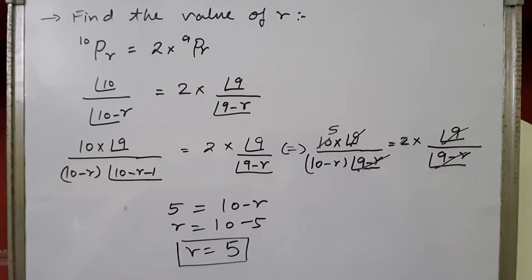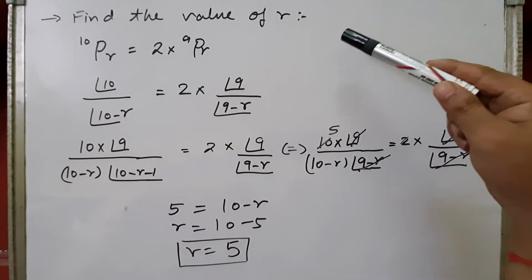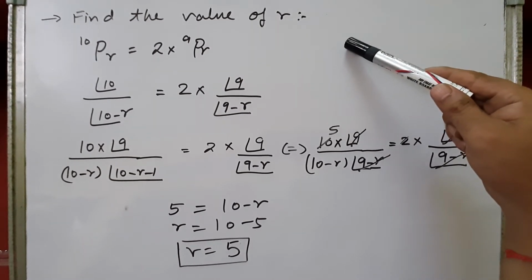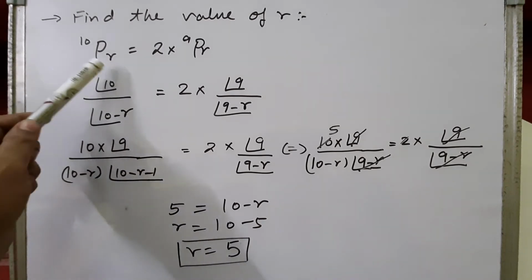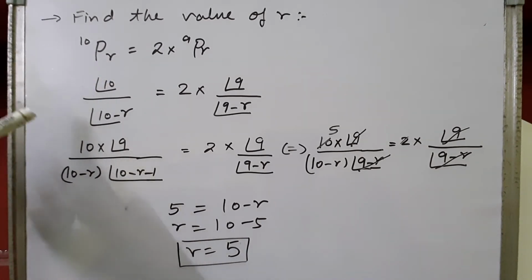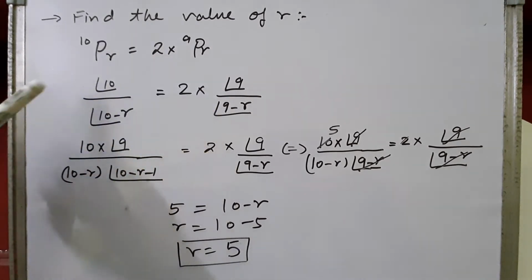Let's see another sum, children. In this sum it is given: find the value of r if 10Pr equals 2 into 9Pr. So, nPr we have studied. nPr is factorial n upon factorial n minus r. So 10Pr will be factorial 10 upon factorial 10 minus r. 9Pr will be factorial 9 upon factorial 9 minus r.